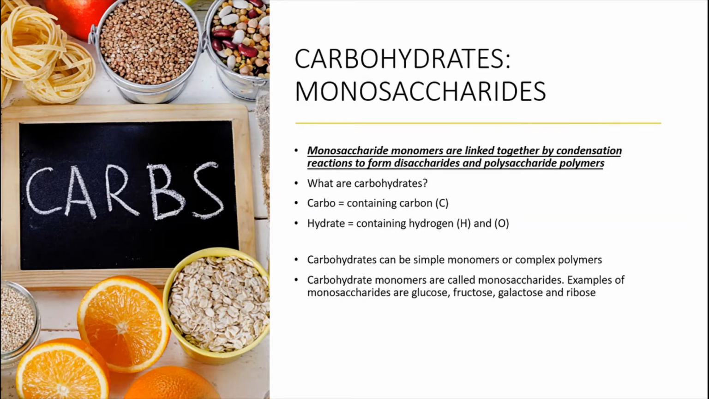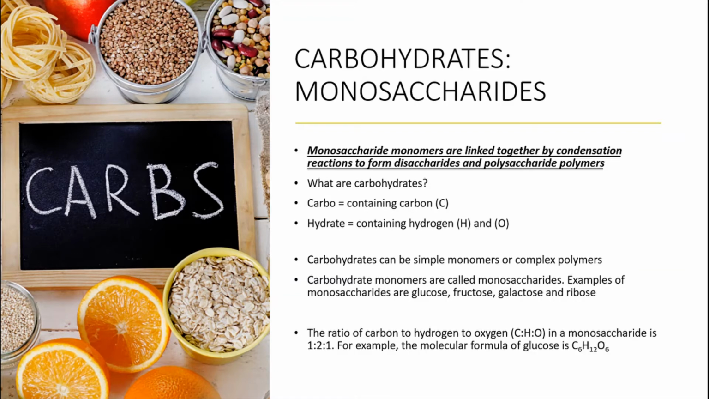Now, carbohydrate monomers are called monosaccharides. So mono meaning one, saccharide sort of sounds like sugar, so one sugar. So those are the monomers, or the simple building blocks. And examples of monosaccharides are glucose, fructose, galactose, and ribose, some of which I'm sure you've heard before.